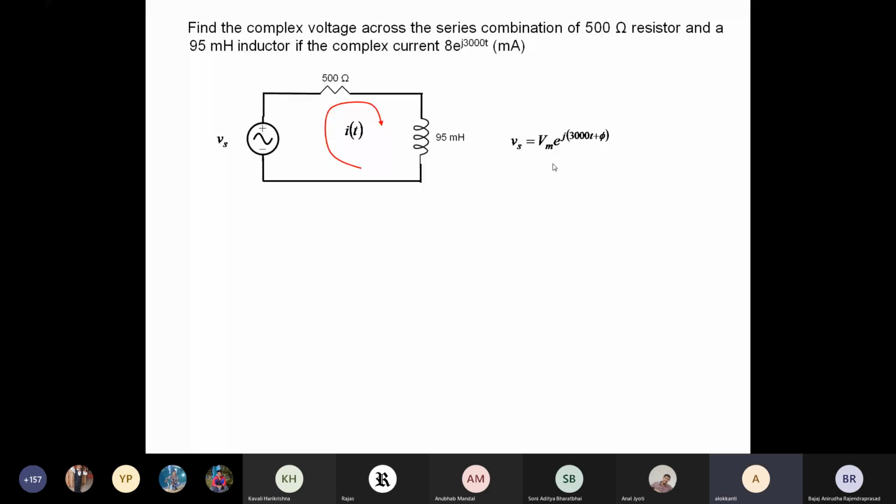So you have Ri plus L di dt equal to Vs. Directly putting it in the differential equation, find the values of Vm and phi.